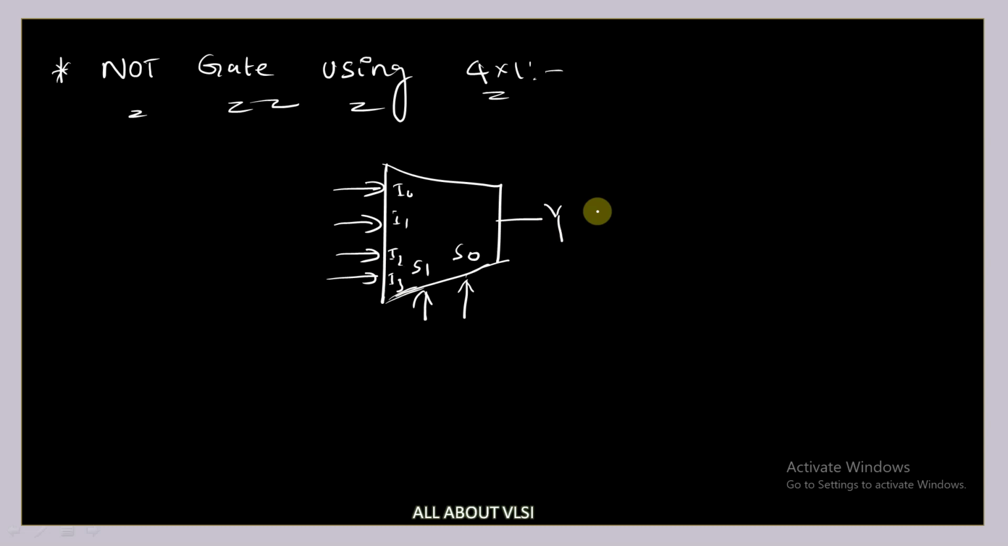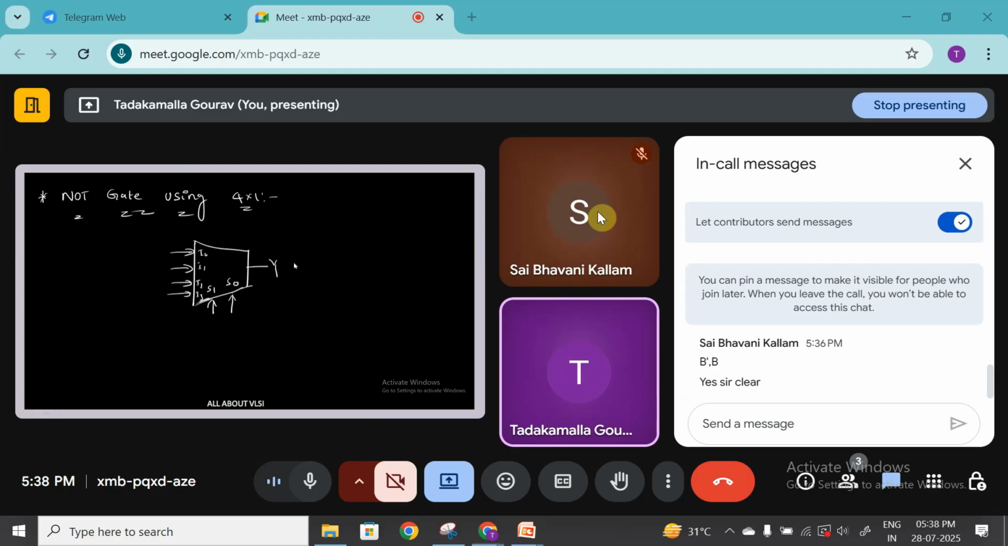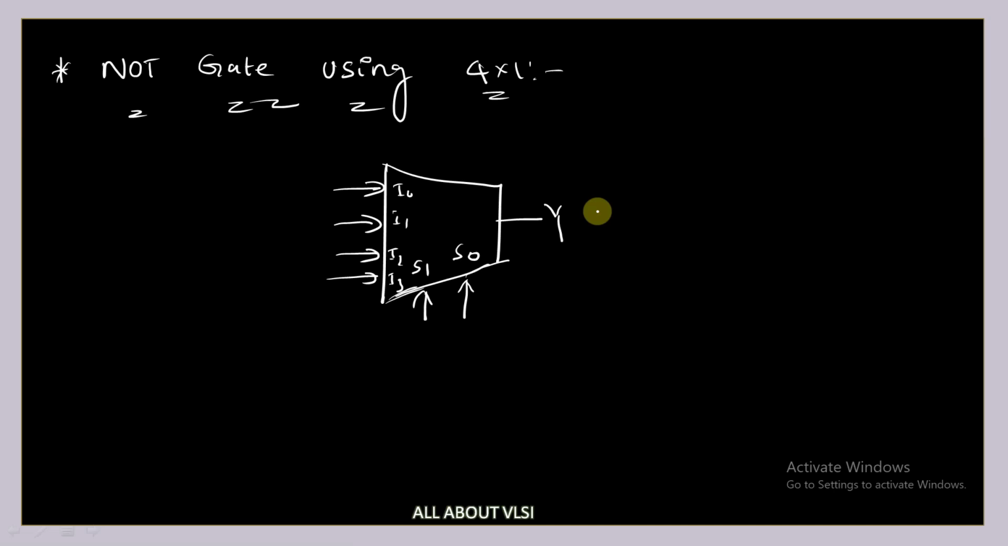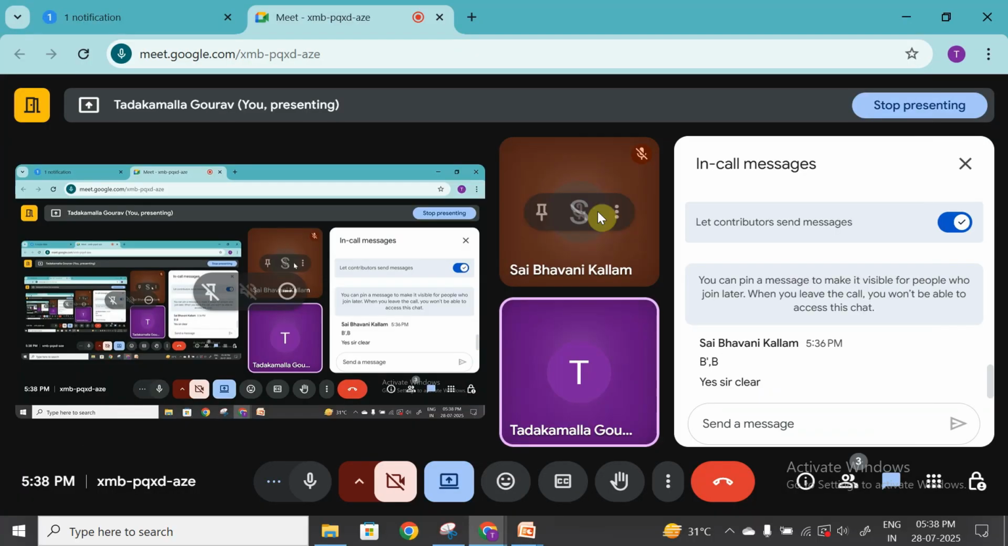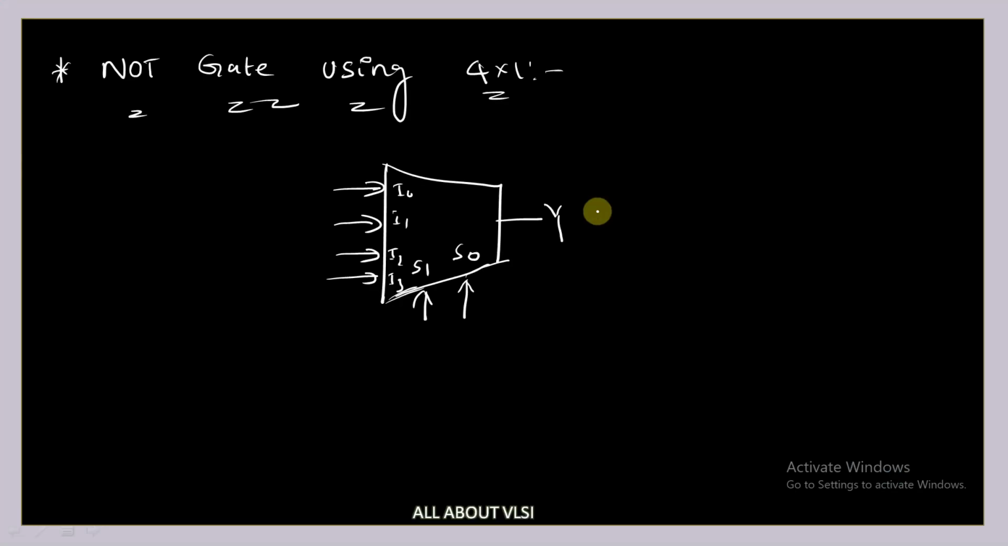Now, what should I do to convert this into a NOT gate? What should be my values of S1, S0, I0, I1, I2, I3? What should be these values?